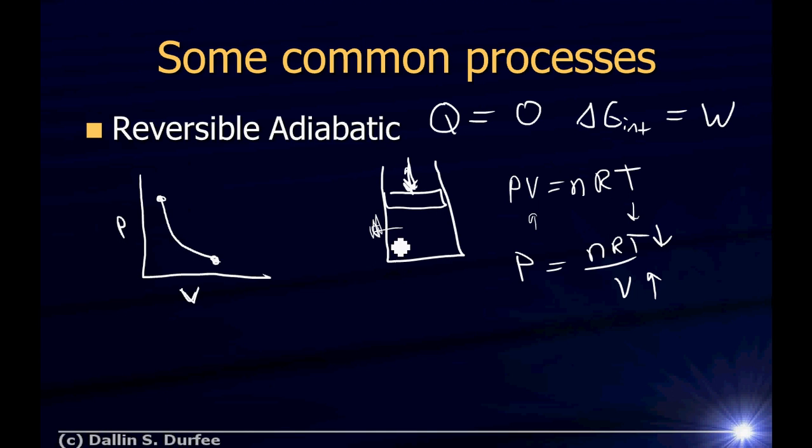So, in a reversible adiabatic process, we know that if I ever say adiabatic, Q is equal to 0, and the work then is just the change in internal energy, because Q is equal to 0.